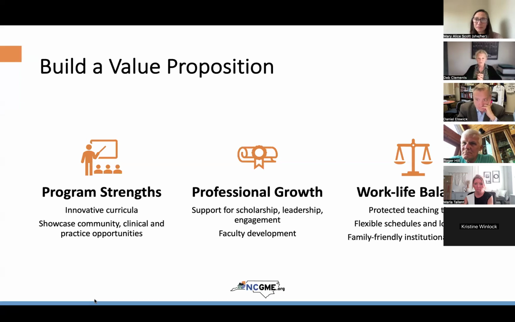What are the strengths of your program? Do you have curricula that are particularly innovative? Talk about that. Know what those things are. Get your group together and decide what it is that sets our program apart from others. Showcase your community and any clinical or practice opportunities that you may have. And it's useful to do a thoughtful analysis of where you are. Oftentimes we work in a place for a long time and we forget about what some of those attributes are.